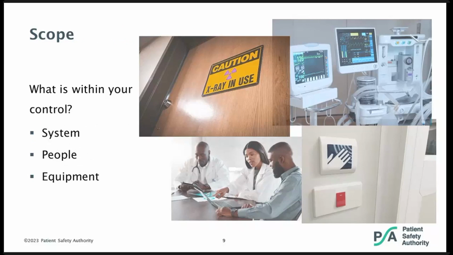Think about the scope. What is within your control? Equipment may or may not be within your control. We certainly, as healthcare organizations, don't have control over the manufacturing, but do we have control over the preventive maintenance, making sure we're up to date if it's software? So things like that. We certainly have systems within our control, the processes. What have we established as the process for a certain process? So things like that.